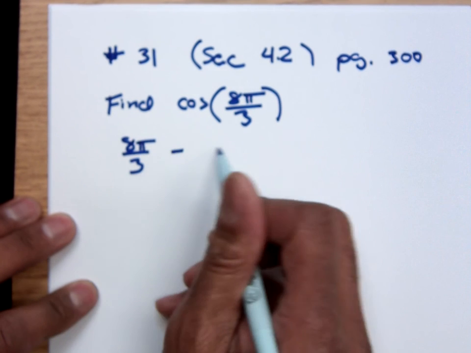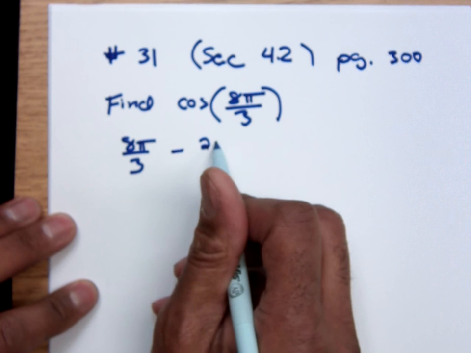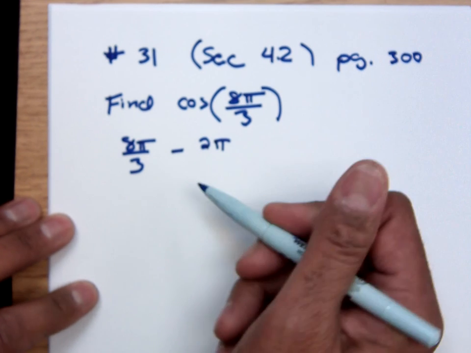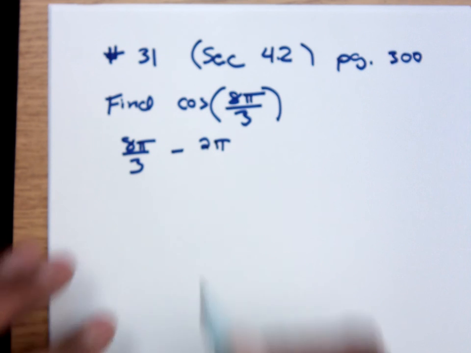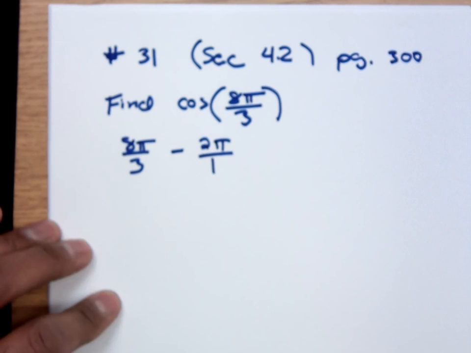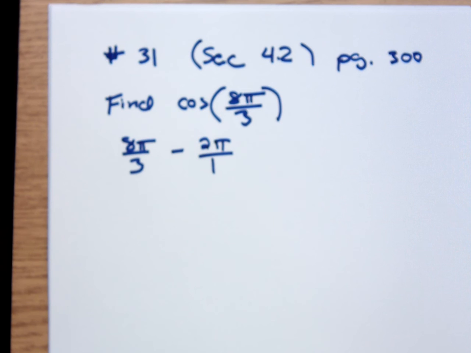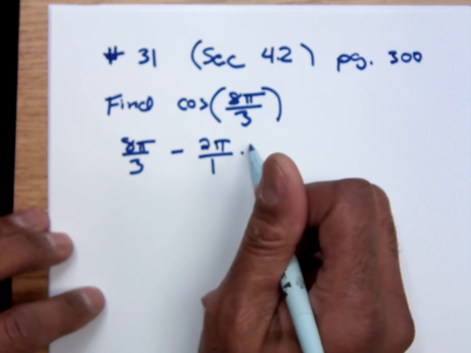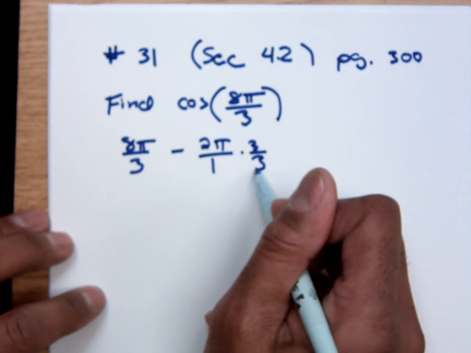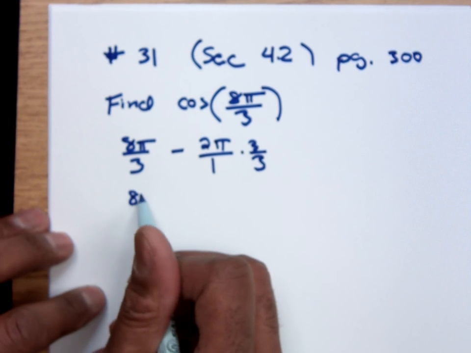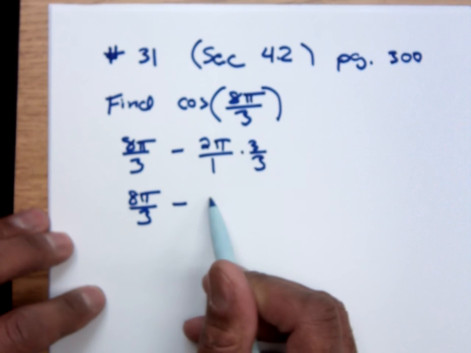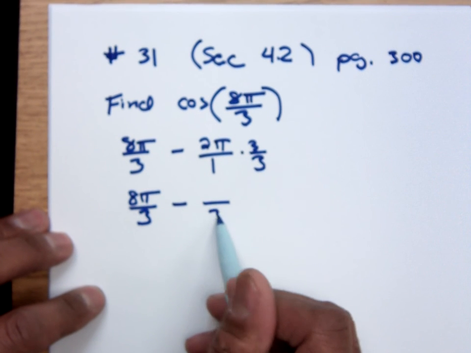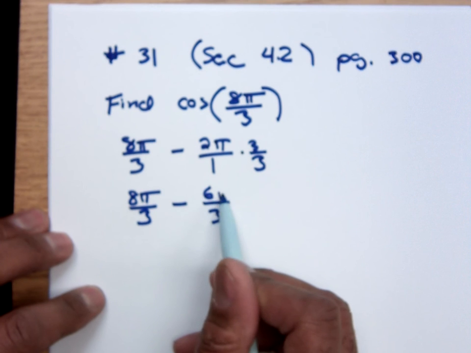So let's start with 8 pi over 3 and subtract 2 pi. Now 2 pi is not a fraction, or is it? Yes, it's 2 pi over 1. Now to subtract these we need a common denominator. What's the common denominator? 3. So can I write times 3 over 3? That'll give us 8 pi over 3 here. And this will be what, pi over 3? 6 pi over 3, right?